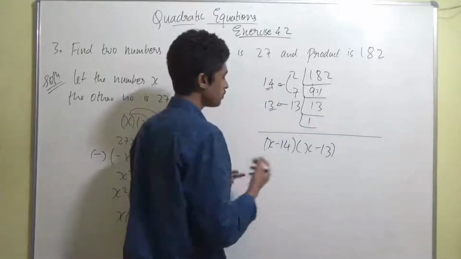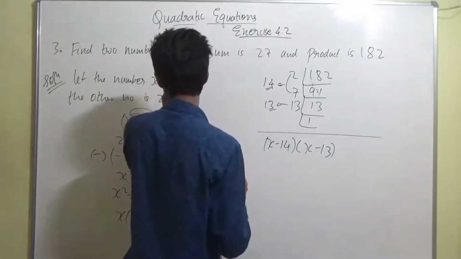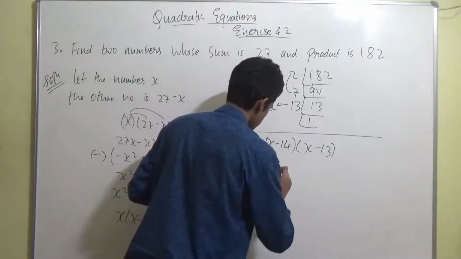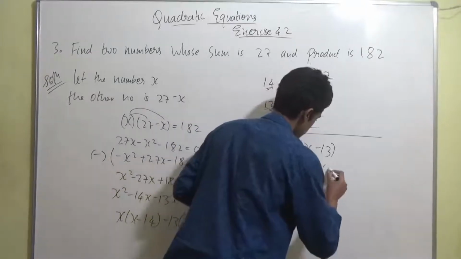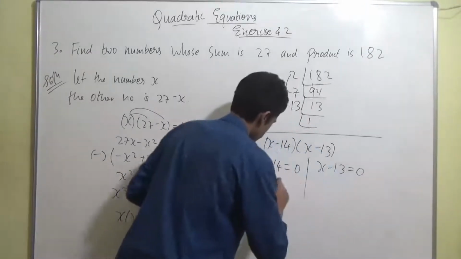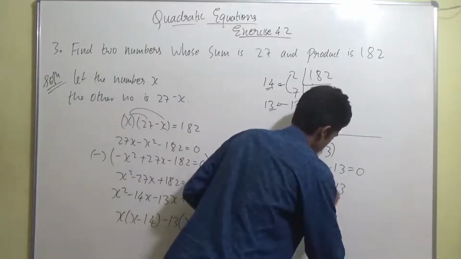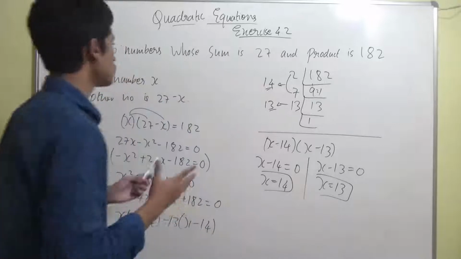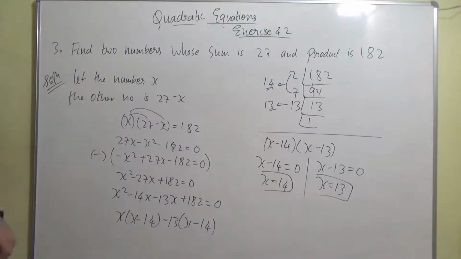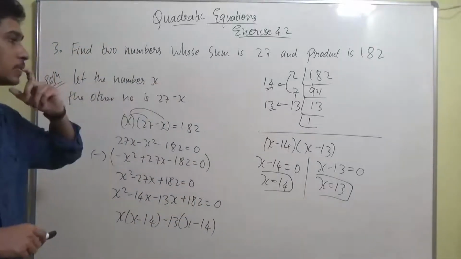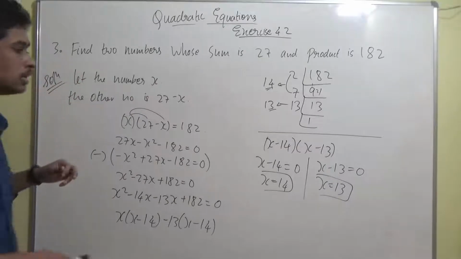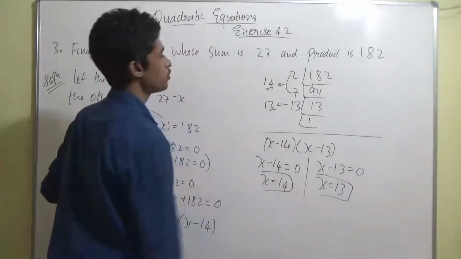Now we have to find the solution, right? So we'll equate x minus 14 to 0 and x minus 13 to 0. That time x will become equal to 14 and here x will become equal to 13. That's it guys, as simple as that. So we found the answer. What are those two numbers? Find two numbers, they said, whose sum is 27 and product is 182. So these are those two numbers, 13 and 14.